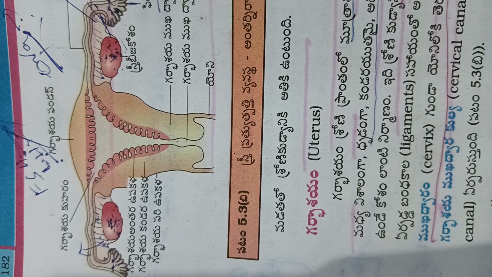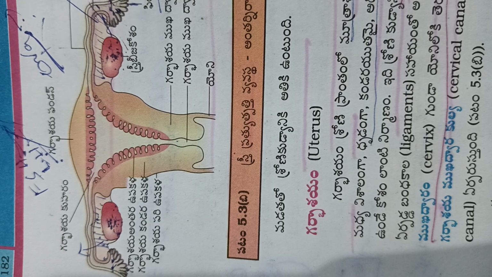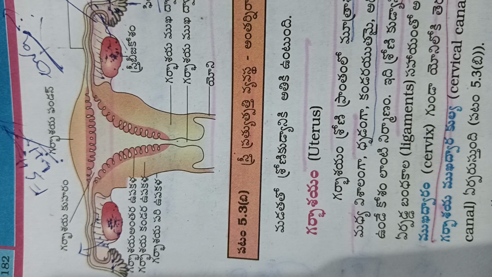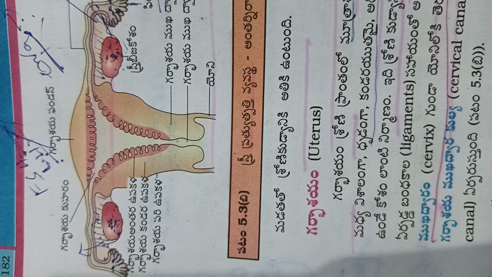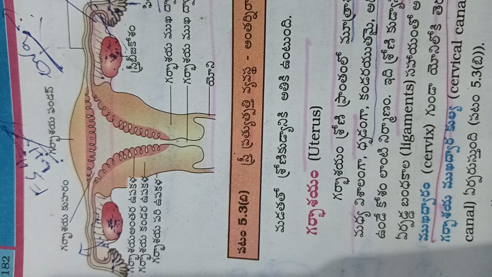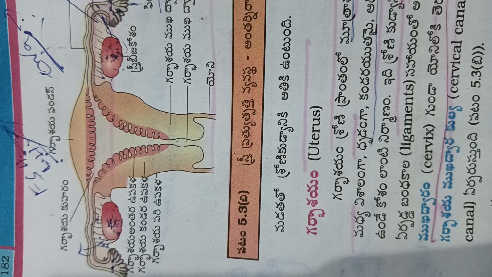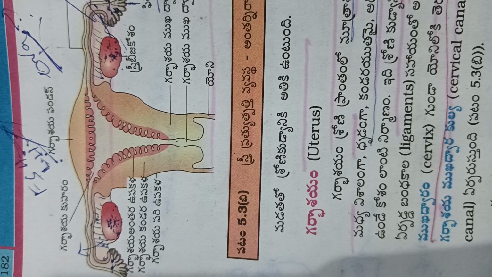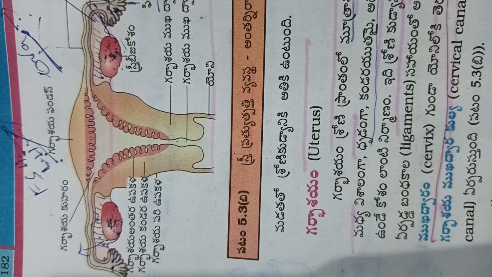The fallopian tube has three most important regions. First, this funnel shaped structure of the fallopian tube is called the infundibulum. Then the next part is called the ampulla, and another part is called the isthmus. So these are the three major parts that we can observe in the fallopian tube.